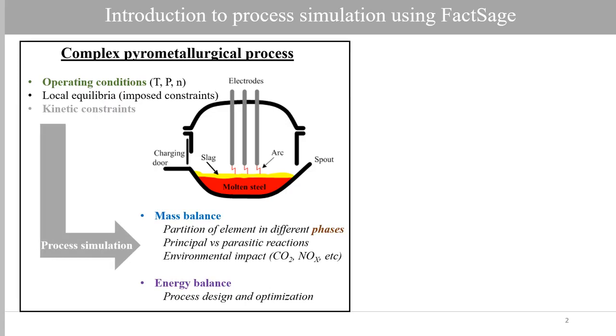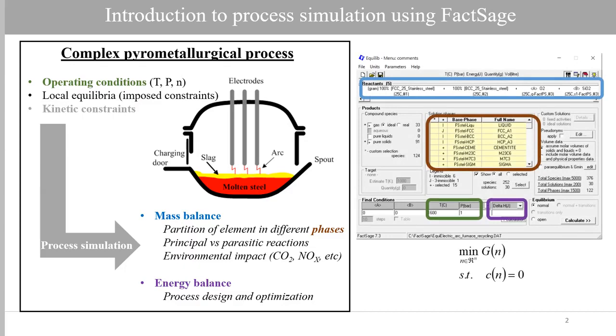These balances are important because they can provide, for example, the partitioning of elements in different phases. So, for example, the chromium partition between the molten metal and the slag phase. It can identify the principal and parasitic reaction as well as their environmental impact in terms of quantification of gaseous emission. We can also resolve the energy balance, which is pretty useful when we're doing process design and optimization. Finally, you can see on the right the equivalence of all these concepts integrated into the FactSage interface.